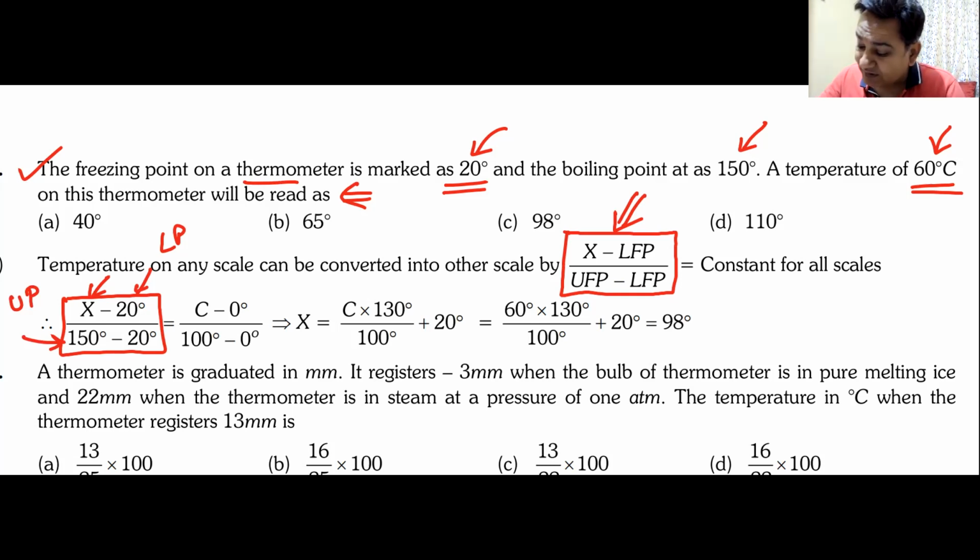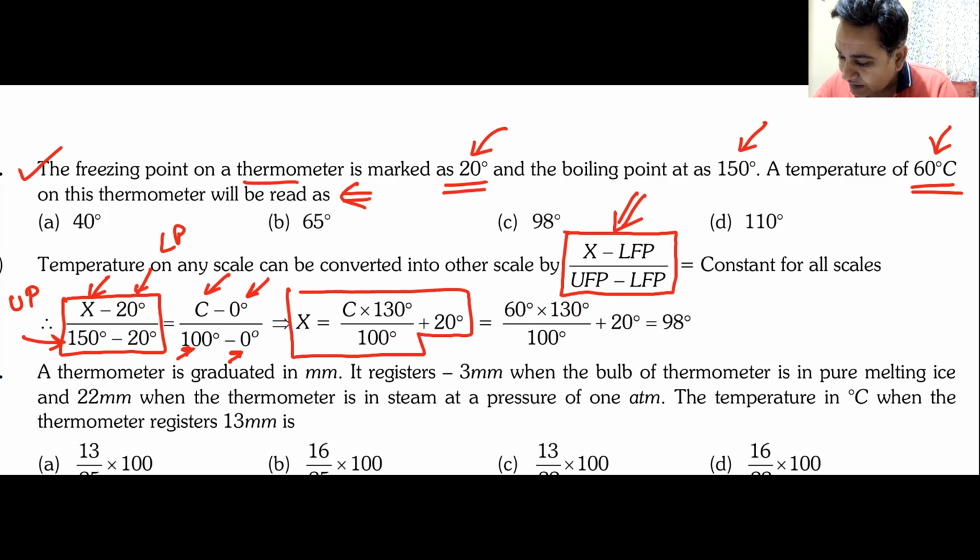That should be the same as the temperature on the Celsius scale, C, minus the lower fixed point, divided by the upper fixed point minus the lower fixed point. From here, I can calculate the value of X, and the value of X comes as 90 degrees. So the thermometer will now read 98 degrees, in whatever unit you call it. Am I clear? Do you understand this? Yes, sir. It's as simple as this.